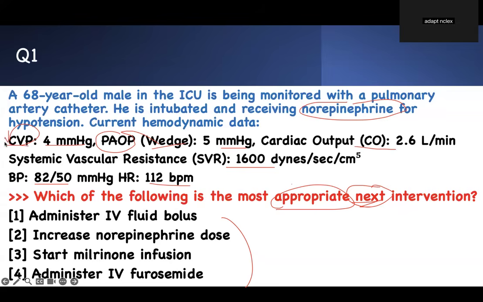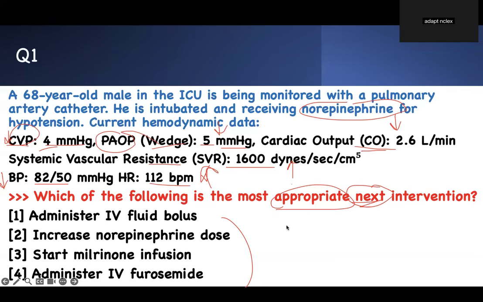CVP is too low. 4 is too low. His wedge is also low. That should give you a clue. His cardiac output is also low. Systemic vascular resistance is high, very high. His blood pressure is low. His heart rate is what? High. There's a reason why he's doing that.